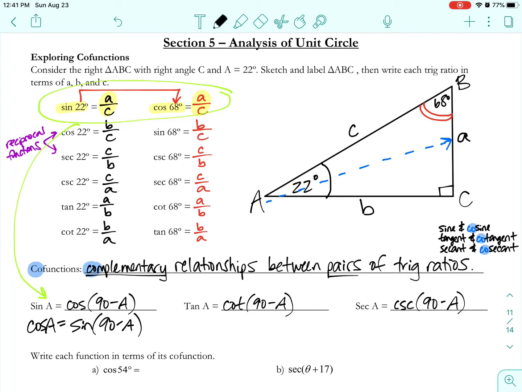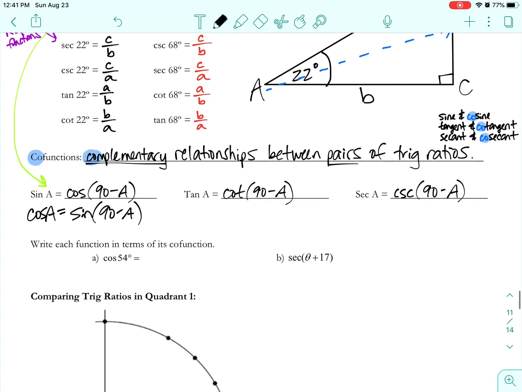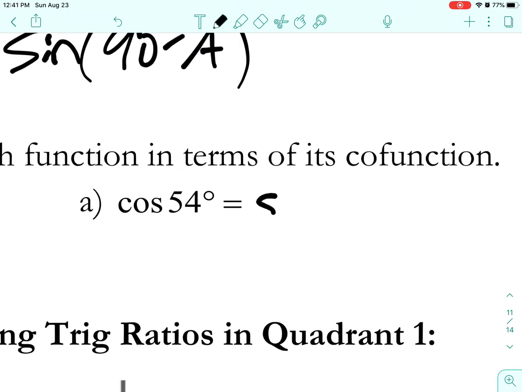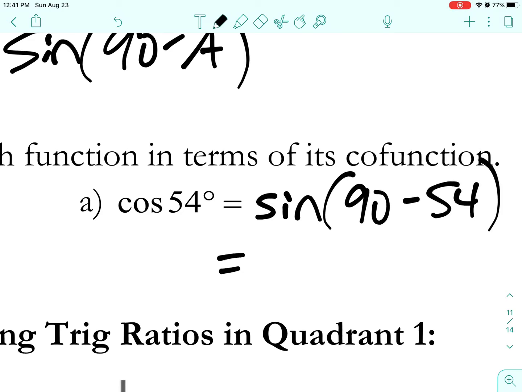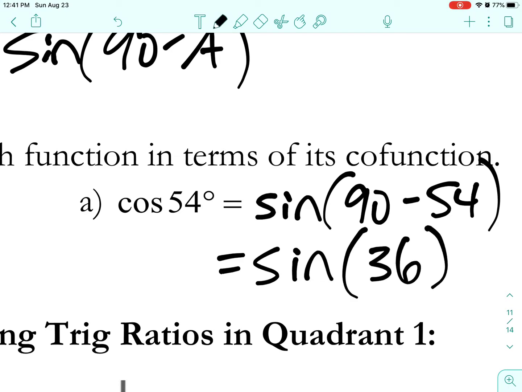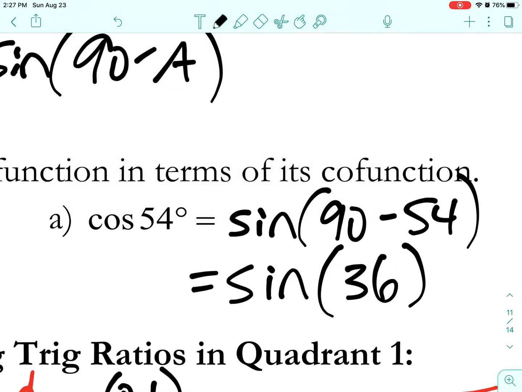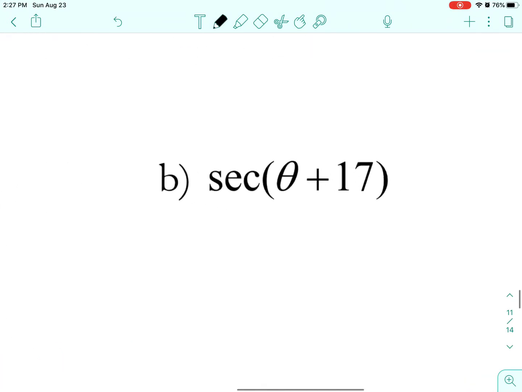So I've got the cofunction of 54 degrees, or cosine of 54 degrees, is equal to sine. Remember, cosine and sine are cofunctions of each other. 90 minus 54. So I just have to figure out what's the complement of 54. It's 36. Cool. So did you know that if I were to write a fraction for cosine of 54, it's the same exact fraction as sine of 36. They're equal. All right, you guys, let's look at letter B, secant.